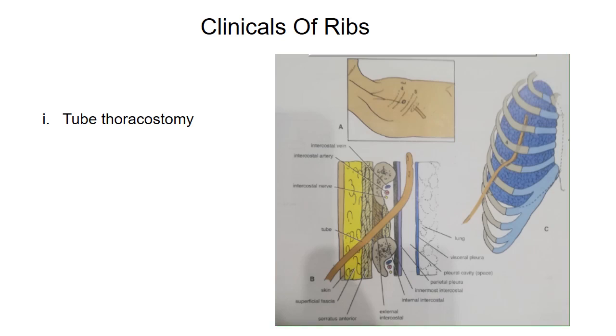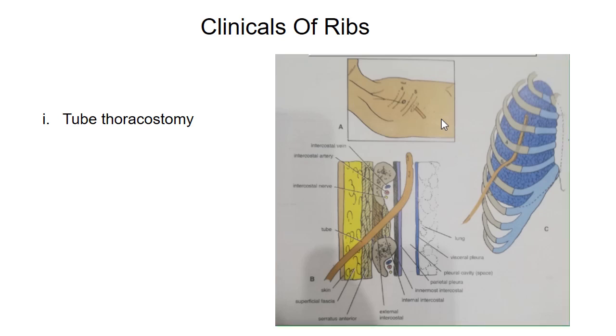The preferred insertion site for a tube thoracostomy is the 4th or 5th intercostal space at the anterior axillary line. This is showing the site for insertion of a tube in case of tube thoracostomy. The tube is introduced through a small incision. The neurovascular bundle changes its relationship to the ribs as it passes forward in the intercostal space. As we know, the neurovascular bundle runs in the costal groove and in the intercostal space.